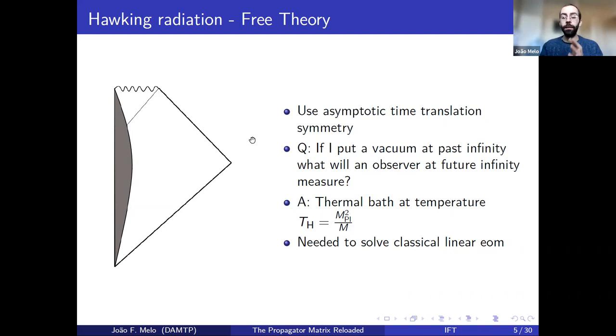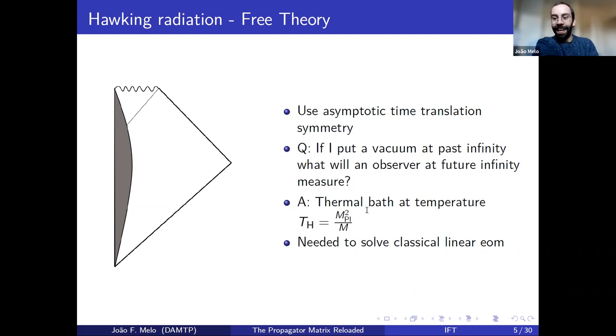And the answer that we probably all know very well is that we measure finite temperature, the Hawking temperature, at the future infinity. This kickstarts the whole black hole information paradox. What does it mean for me to measure finite temperature? This has been extended to all kinds of fields, all kinds of black holes. It's very robust. But the one thing that this isn't robust against is interactions.